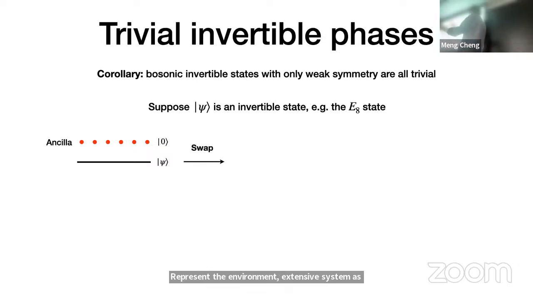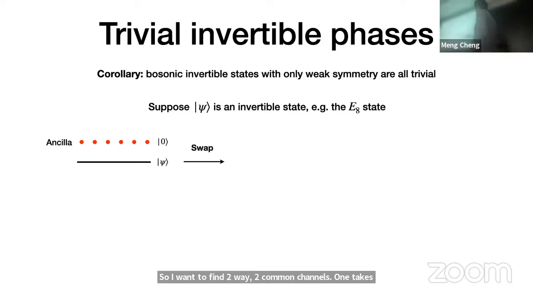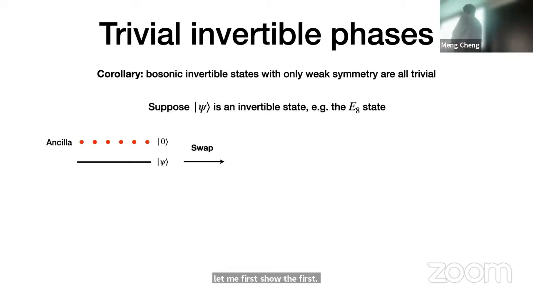So I want to find two quantum channels. One takes this state to a trivial state. The other one creates this state out of a trivial state. Let me first show the direction that goes from this state to a trivial state. That's very easy, just swap the system with the environment. Literally just swap them. That's a unitary operation.